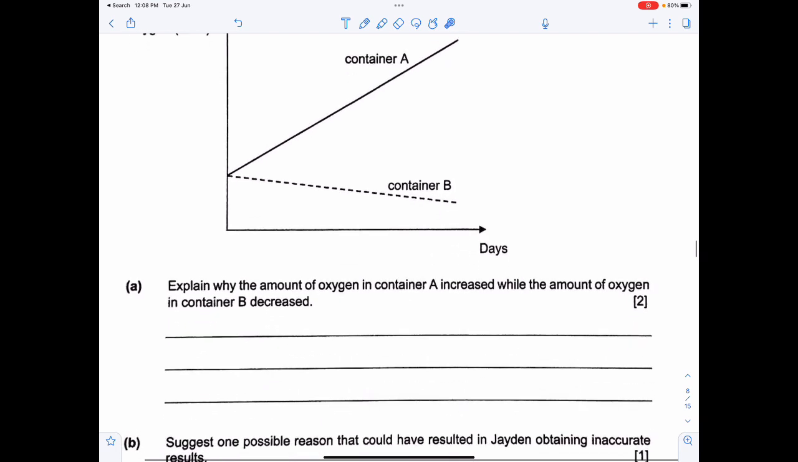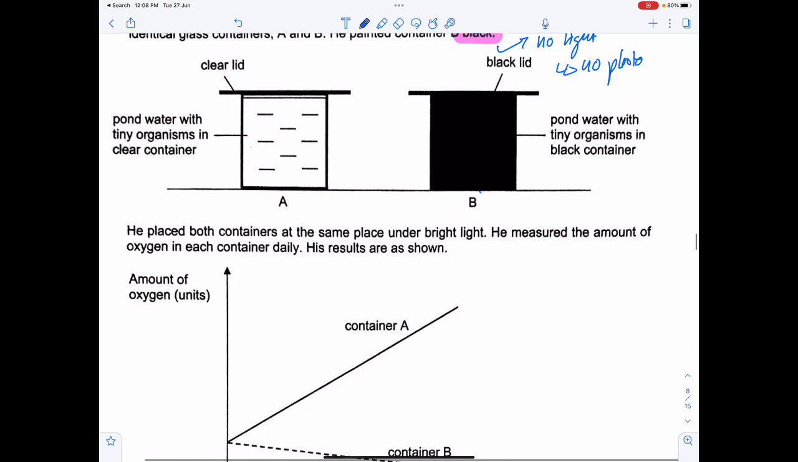So, explain why the amount of oxygen in A increased while the oxygen in B decreased. So, there are two parts that you need to talk about. So be very careful. In your question, you should label 1 and 2 and make sure you fulfill the 2. So now that we've established it's about photosynthesis, we already know that the one in B has no photosynthesis.